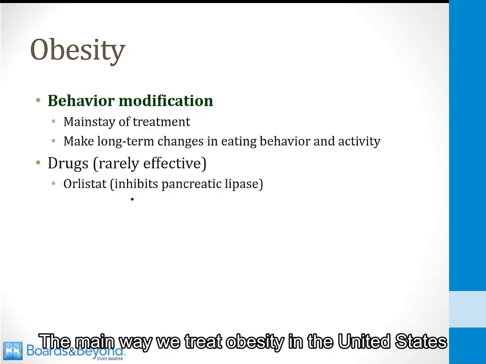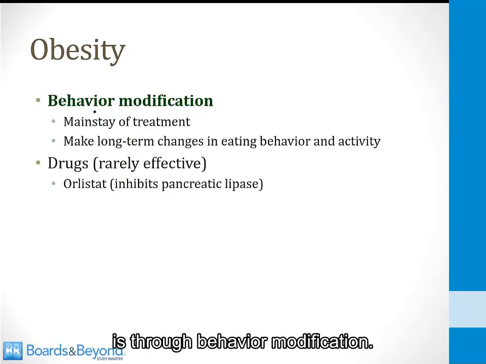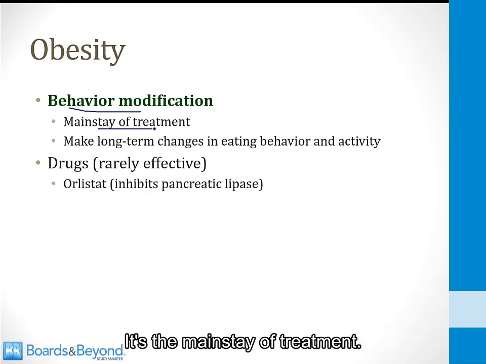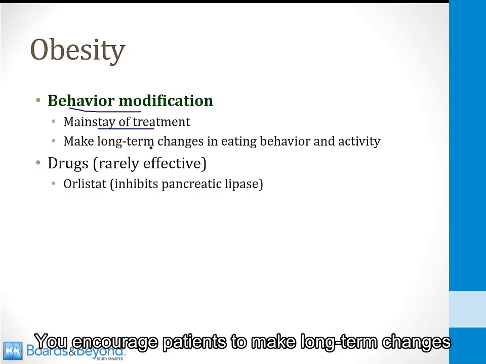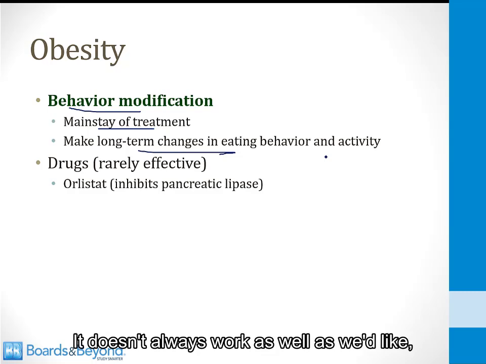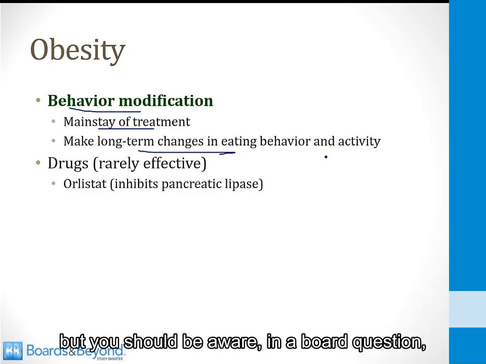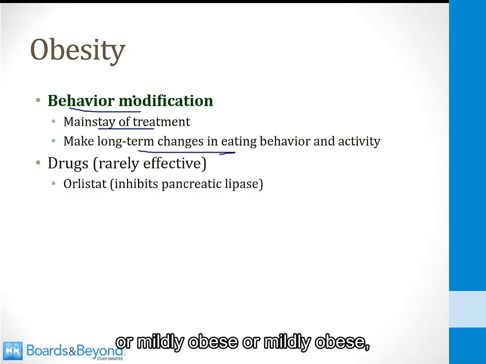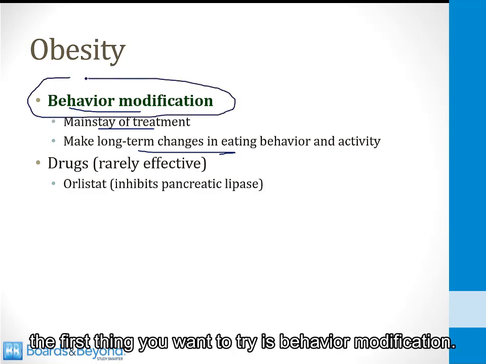The main way we treat obesity in the United States is through behavior modification. This is what's indicated for most patients. It's the mainstay of treatment. You encourage patients to make long-term changes in their eating behavior and activity. It doesn't always work as well as we'd like, but you should be aware in a board question if they describe a patient who is moderately overweight or mildly obese, the first thing you want to try is behavior modification.